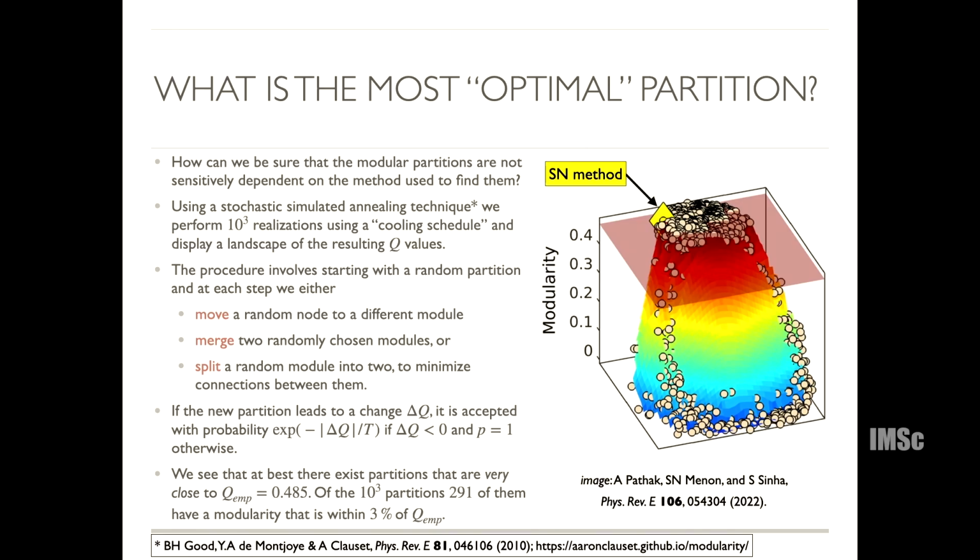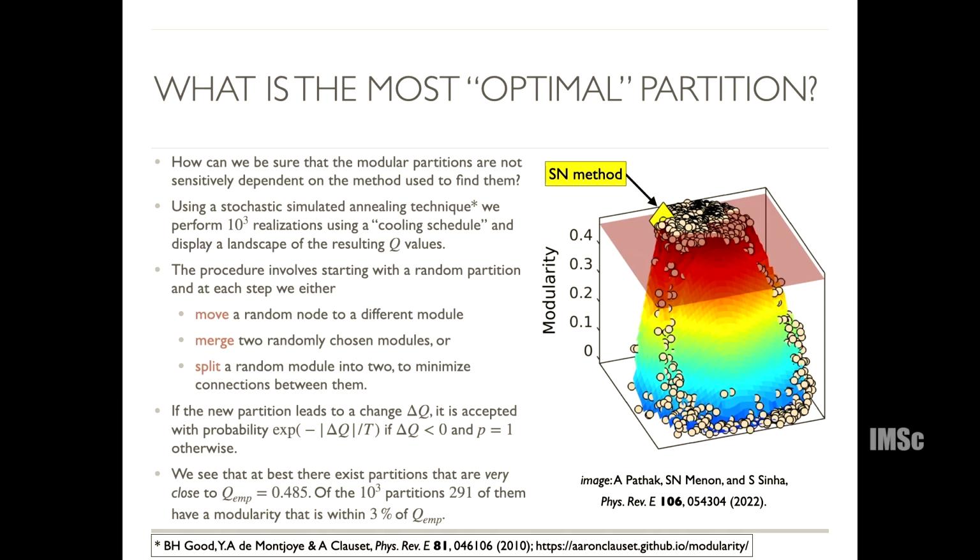These are just chosen at random. So this is not a good partition. We just start with some partition, but we just move a node to a different module, or we merge two modules, because again, starting with random, we can of course have the freedom to merge two modules, or we can also split the modules to try to minimize the connections between them, right? So these are some steps that you can do.